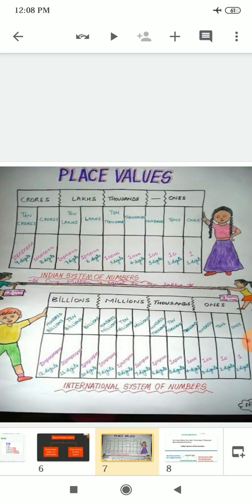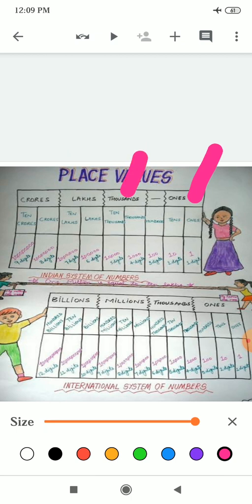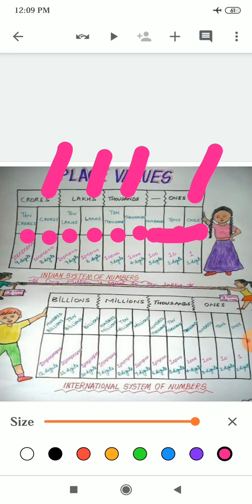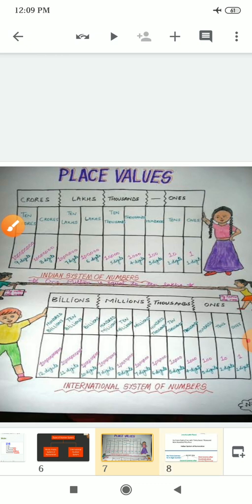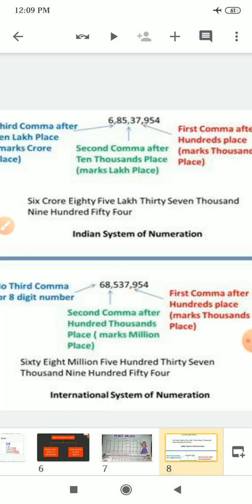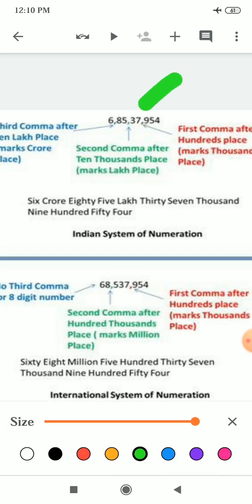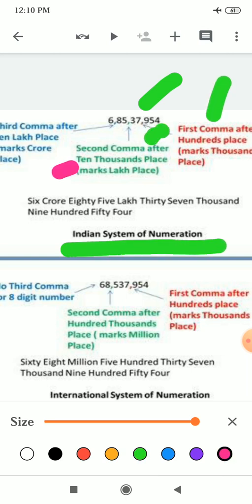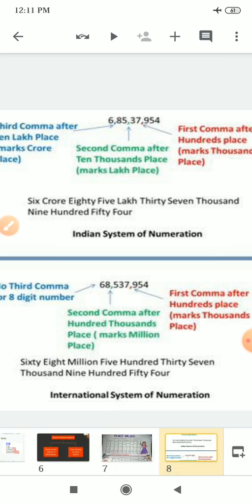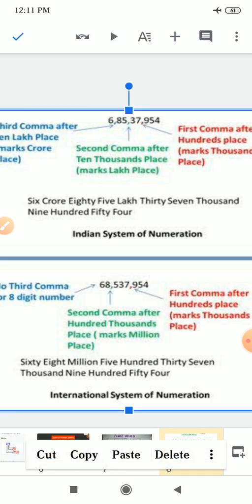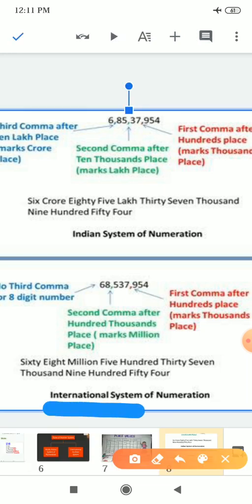We will go for the international system of numeration. See, where does the first comma come? It comes at the 100 place only. Ones, tens, 100. The 9 has the 100 place. The second comma comes after the 100,000 place, which is before the 5. And the third comma comes after 8 digits: 3 plus 3, 6, plus this 2, 8 digits. It will come at millions. 68,537,954.